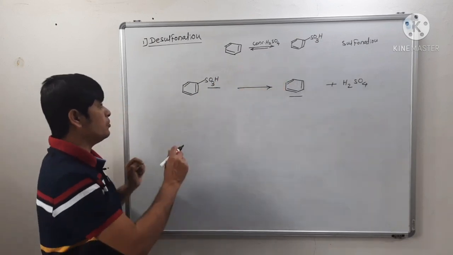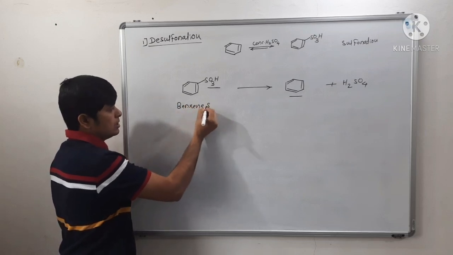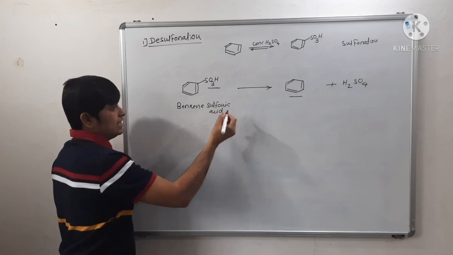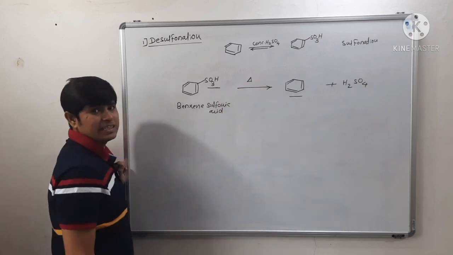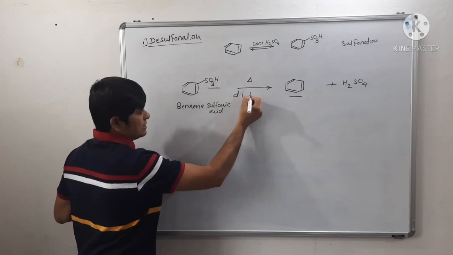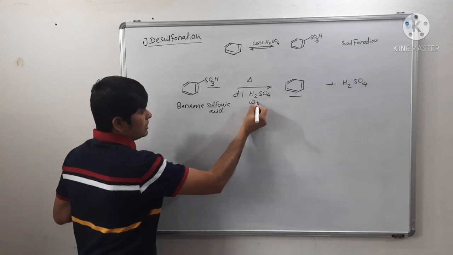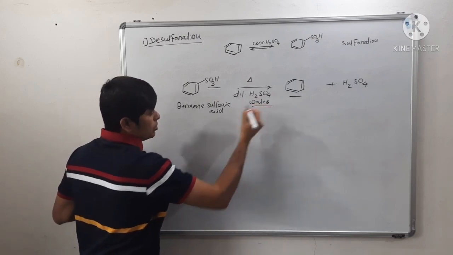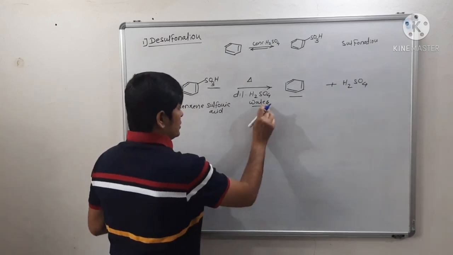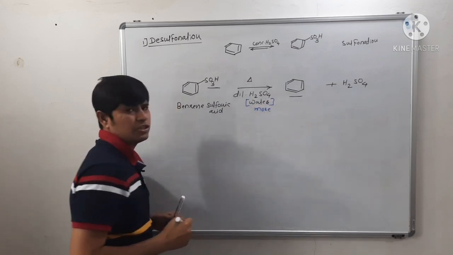Now in the desulphonation reaction, benzene sulfonic acid is heated with very dilute sulfuric acid. So here the concentration of water is more. Very dilute sulfuric acid, concentration of water is more.